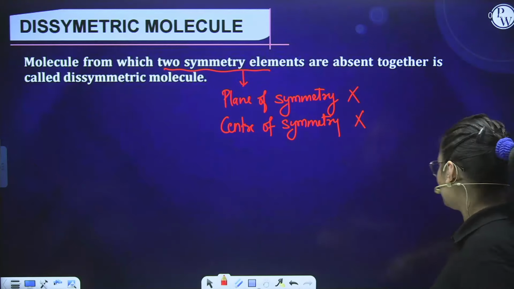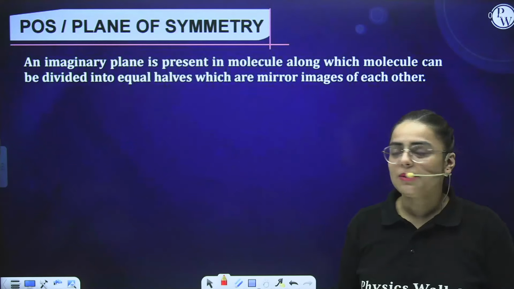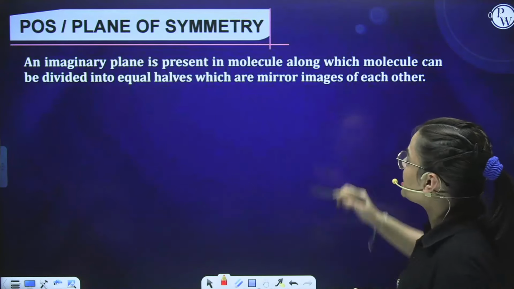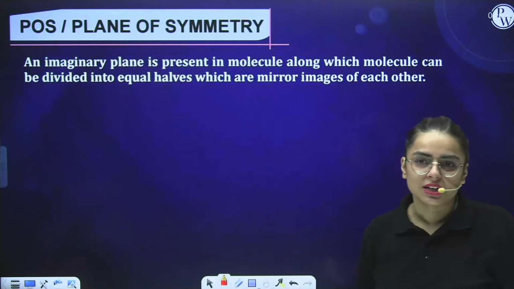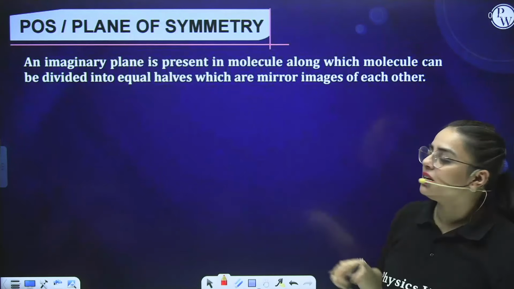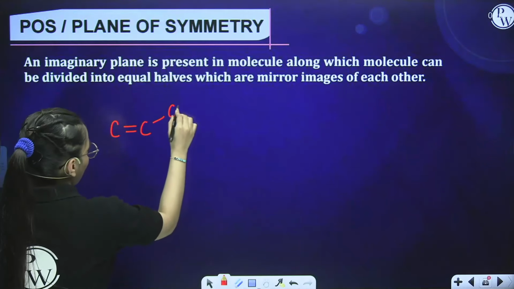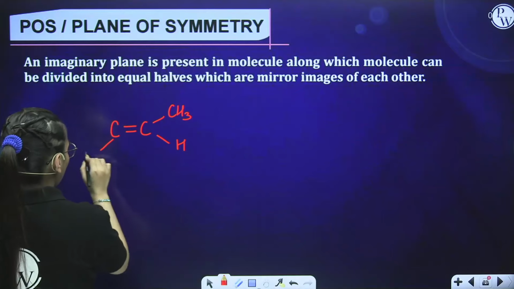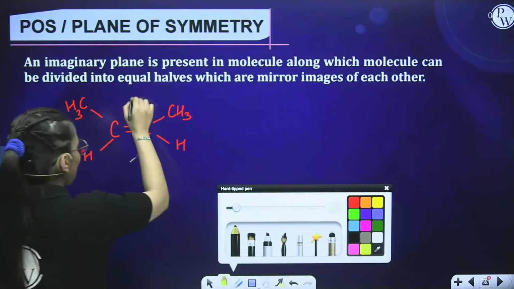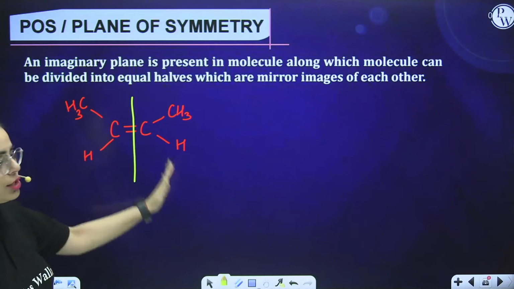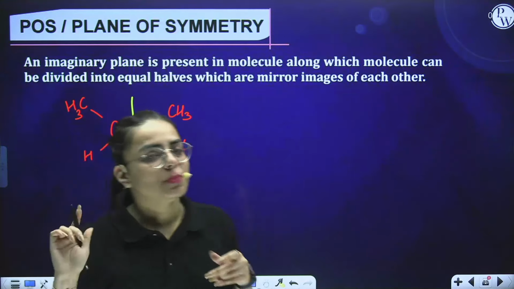Clear? So now students, let us see the very first case, that is plane of symmetry, or POS. A plane of symmetry is an imaginary plane present in a molecule along which the molecule can be divided into two equal halves, which are mirror images of each other. Let us take one example. If I take this example, we pass one plane in this direction, so it divides it into two equal halves that are mirror images of each other, right? So it has a plane of symmetry over here.